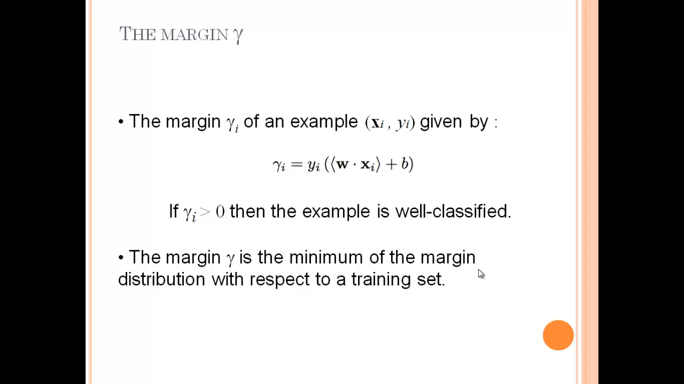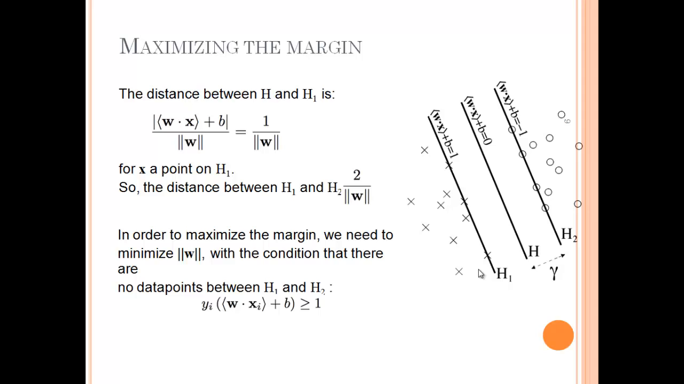The margin gamma is calculated using the formula yi(w·xi + b) for any given point xi, yi. And if gamma is greater than 0, then the example is well classified. The margin gamma is the minimum of the margin distribution with respect to the training set. For maximizing the margin, the distance between h and h1 is calculated using this formula for any point x1, h1, and the distance between h1 and h2 is calculated using this formula. In order to maximize the margin, we need to minimize W.